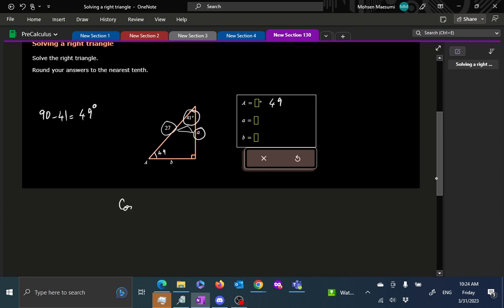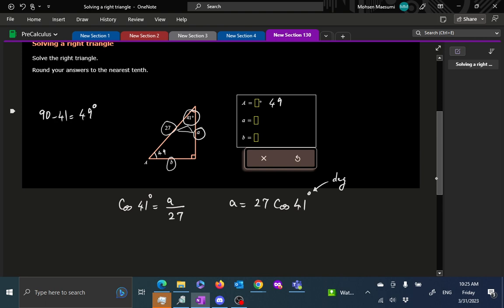So I have cosine of 41 degrees is equal to adjacent divided by hypotenuse. Now we cross multiply, so A becomes 27 cosine of 41 degrees. The only thing left to do is the multiplication. You want to be careful that when you are using the calculator, you set it on degree mode, and then you'll be all set.